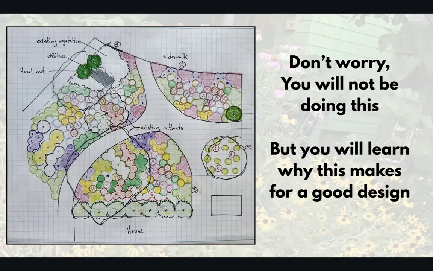And if somebody asks you to do it, make sure that you're charging them or sending them over to Adapt Landscapes. But the important thing is that you will learn why something like this makes for a good design.